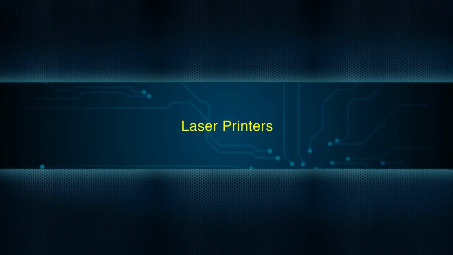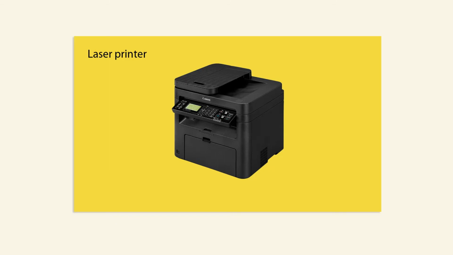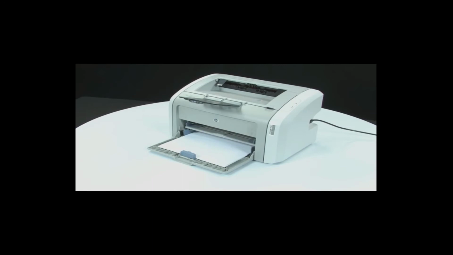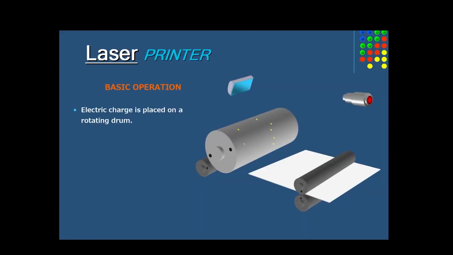Laser printers. A laser printer works like a photocopy machine. Laser printers produce images on paper by directing a laser beam at a mirror which bounces the beam onto a drum. The drum has a special coating on it to which toner, which is an ink powder, sticks.